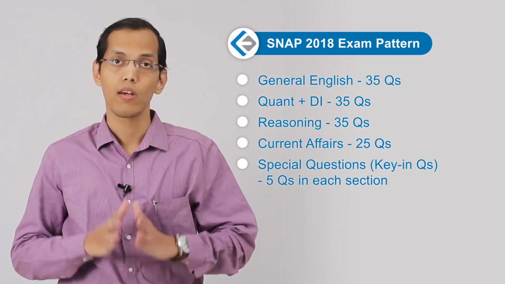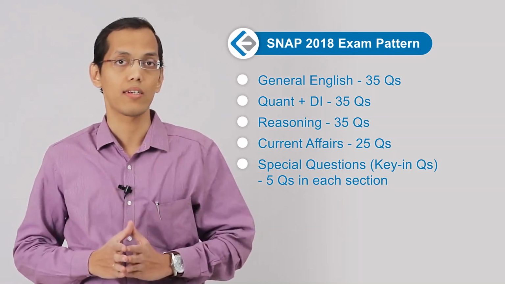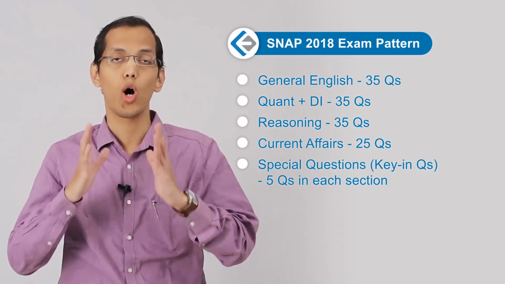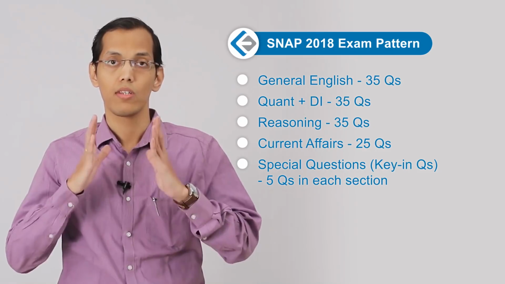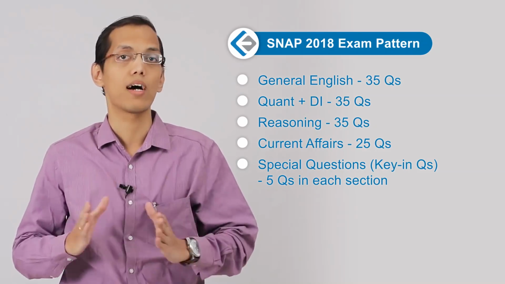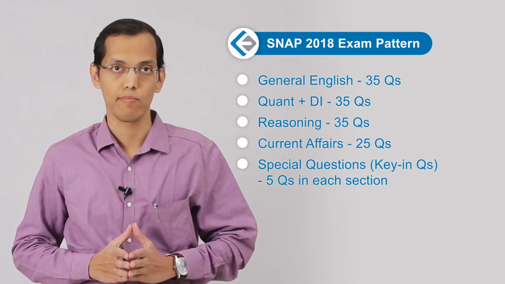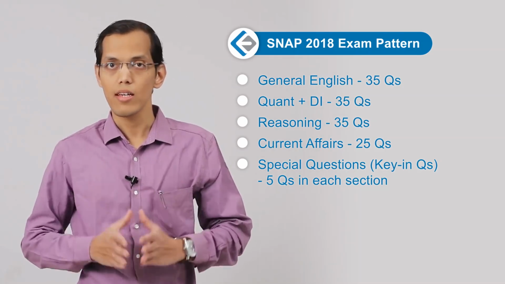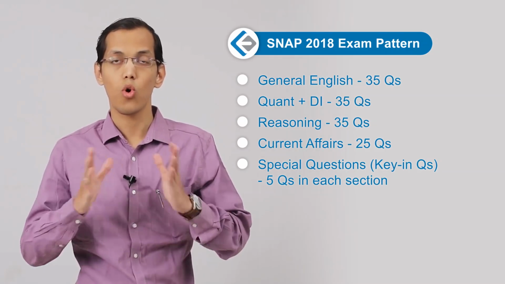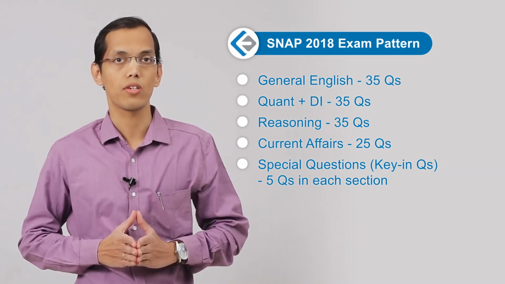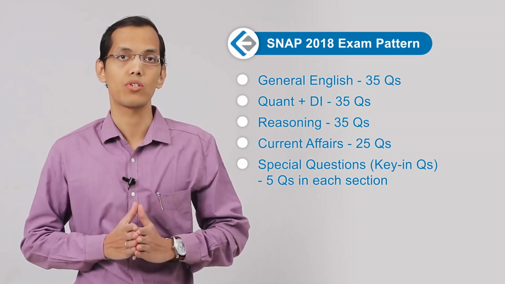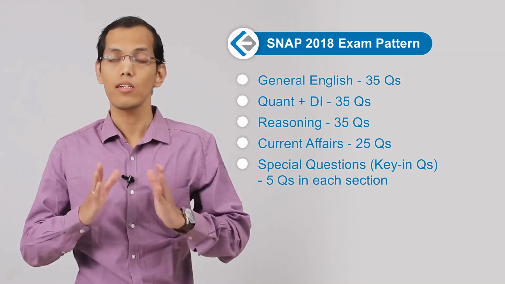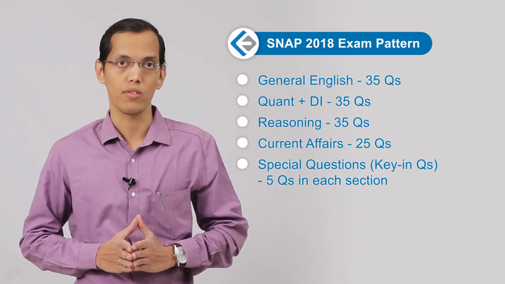The major change here, however, is that out of these 35 or 25 questions, 5 questions would be special questions. By special questions, SNAP means that these 5 questions would not have options under them. The test taker is supposed to type the answer in the given space. This means that the 3 sections, General English, Quant plus DI and Reasoning, would have 30 normal questions each, and the Current Awareness section would have 20 normal questions.